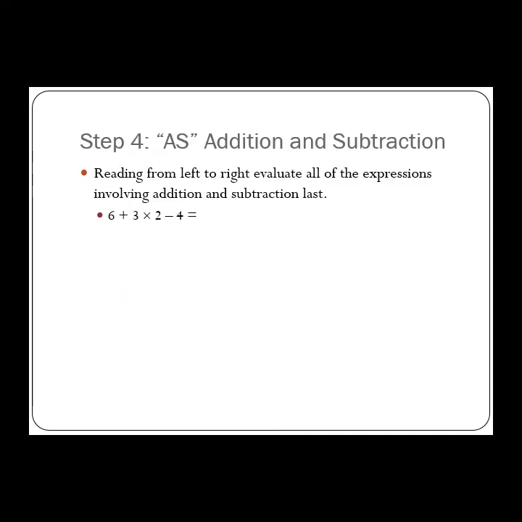The last step, and this is the same as step 3, we're going to do addition and subtraction at the same time as we move from left to right. So addition doesn't have some kind of priority over subtraction. We're going to do any addition and subtraction in step 4 as we move from left to right. So in this case, remember that multiplication has to come first. And then we're going to do 6 plus 6 and 12 minus 4.